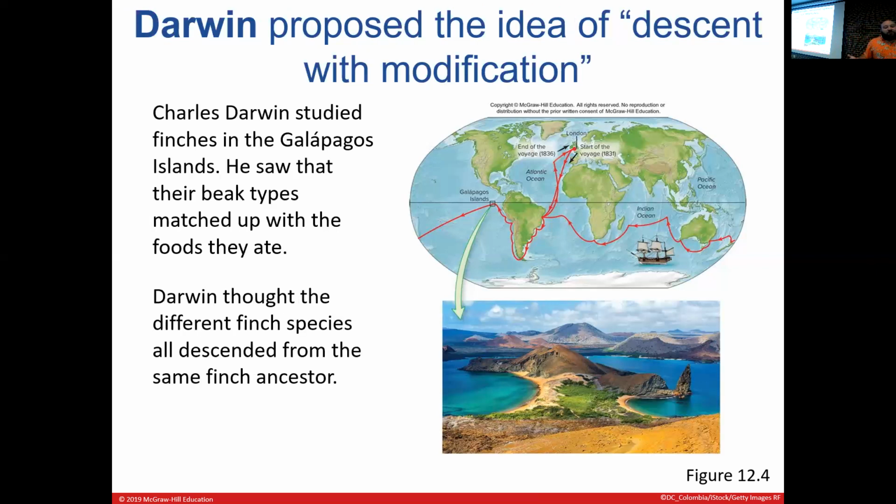Ultimately, he used this to propose an idea called descent with modification. So the classic example that everybody thinks about is the finches from the Galapagos Islands, where he saw that all their different beak types matched up with the type of food that they ate. And ultimately, Darwin thought that these different finch types probably came from a single finch ancestor that arrived at the Galapagos sometime probably 10 million years ago, and then branched out to fill all these different niches based off of what plants were available.